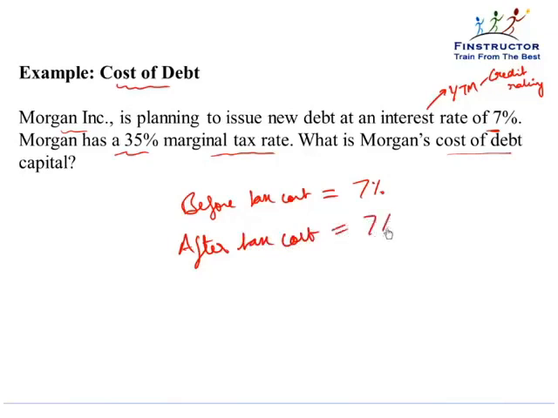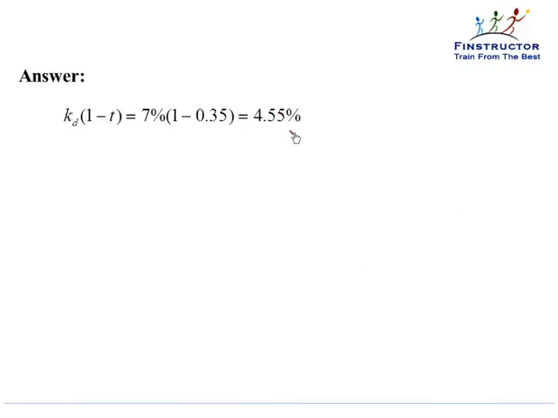The after tax cost will not be so expensive. It will be 7% minus the tax benefit that I'm getting. That is 7% times 35%, or 7 times (1 minus 0.35). Comes out to be 4.55%.